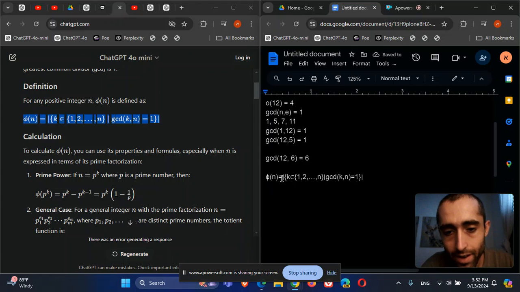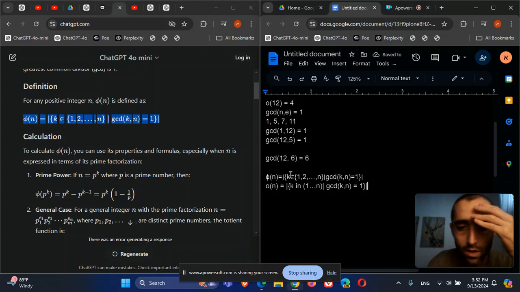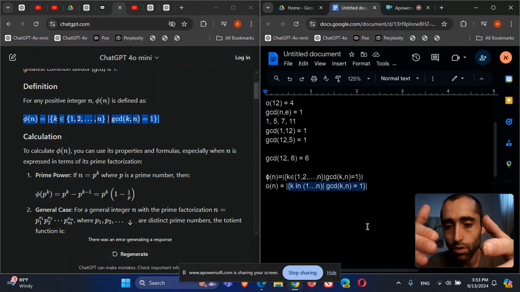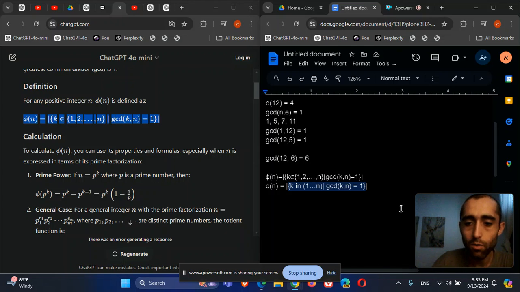You see that phi of n is the number of k's from 1 until n such that the greatest common divisor of this k and n is 1. So we are just counting, and this one here is the size, the number of. So we are counting the number of elements in the group that contains all the numbers that are relatively prime to n, and the number of elements in this group is the phi function.